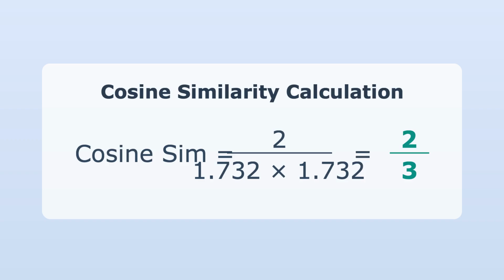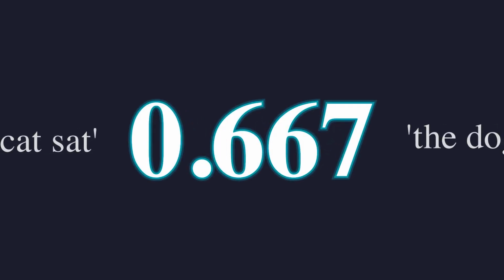Now we put it all together by dividing the dot product by the product of the magnitudes. A score of 0.667 is pretty close to 1, which makes sense because the sentences are very similar.